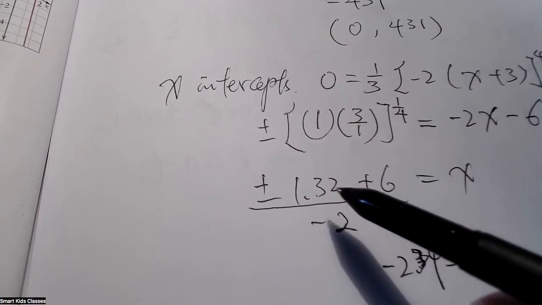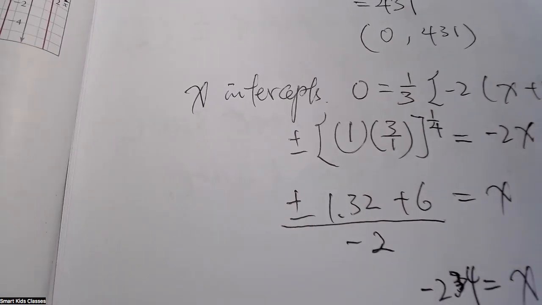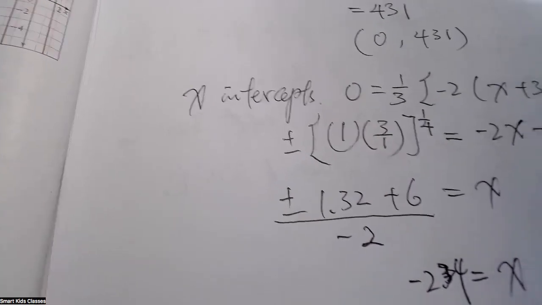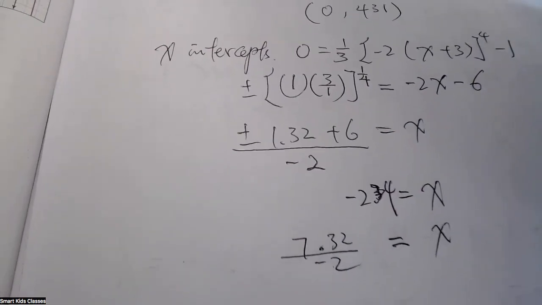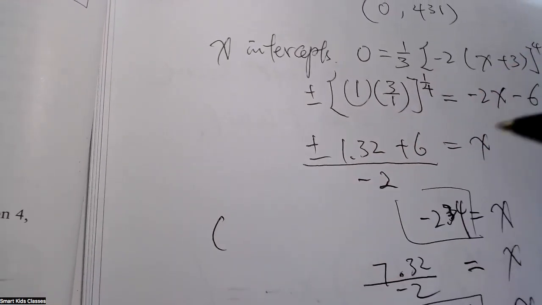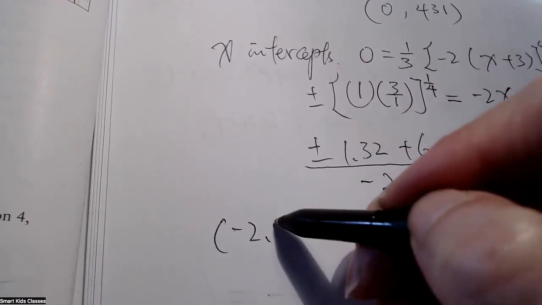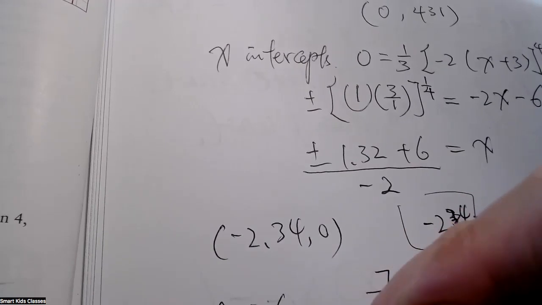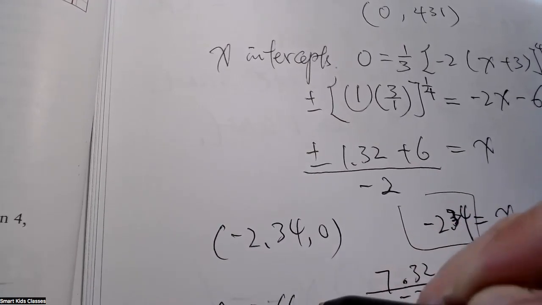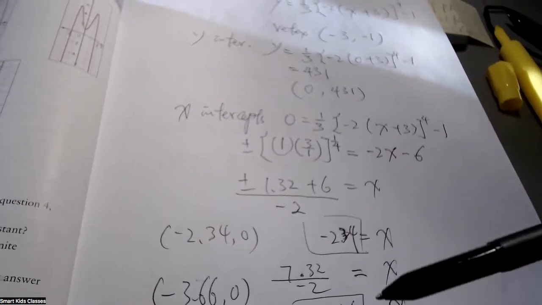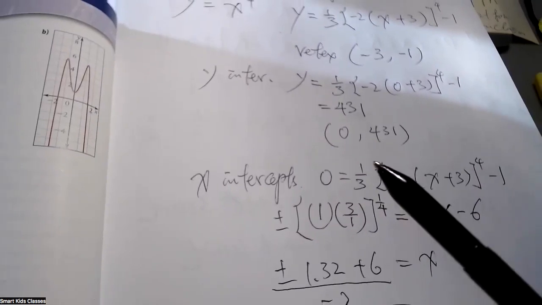So x will be, we're going to have 7.32 divided by -2. So we're going to get the next. We have 2 x-intercepts. One is -2.34 and 0. The next one, -3.66 and 0. So we have everything we need to plot it: the y-intercept, the x-intercepts, and the vertex. So on the next page, we are going to plot the graph.